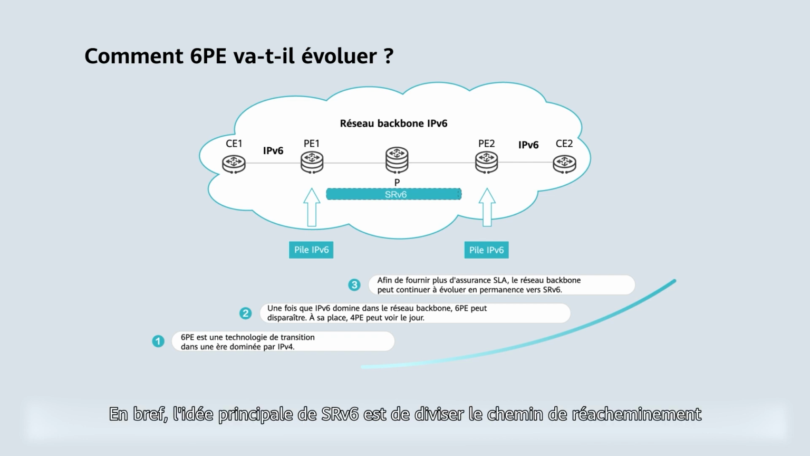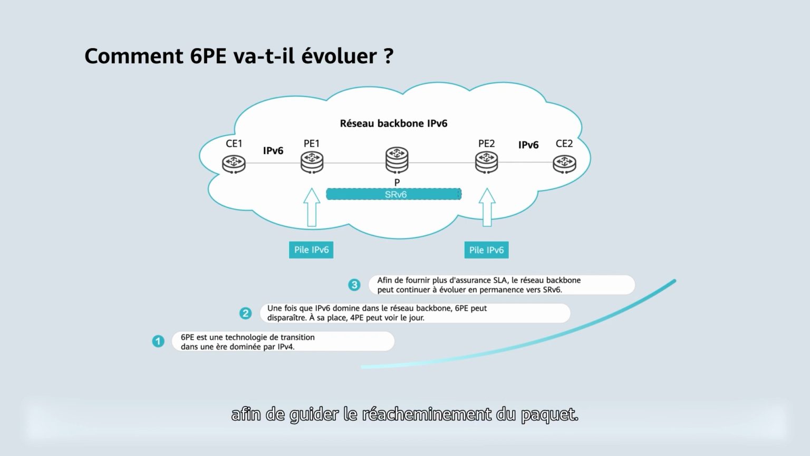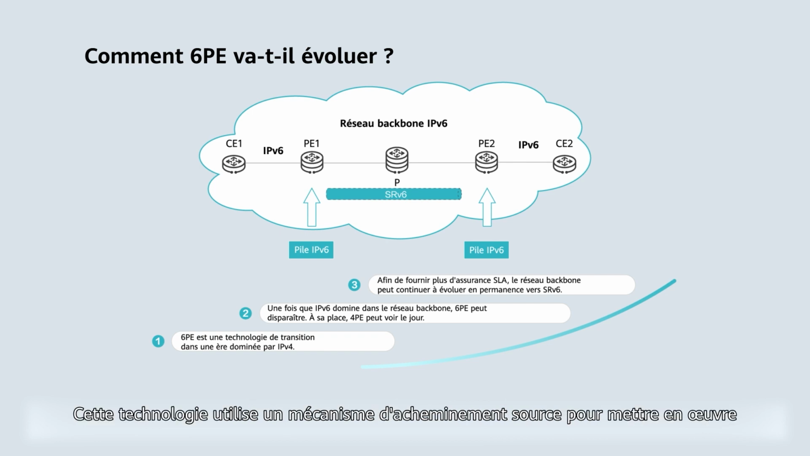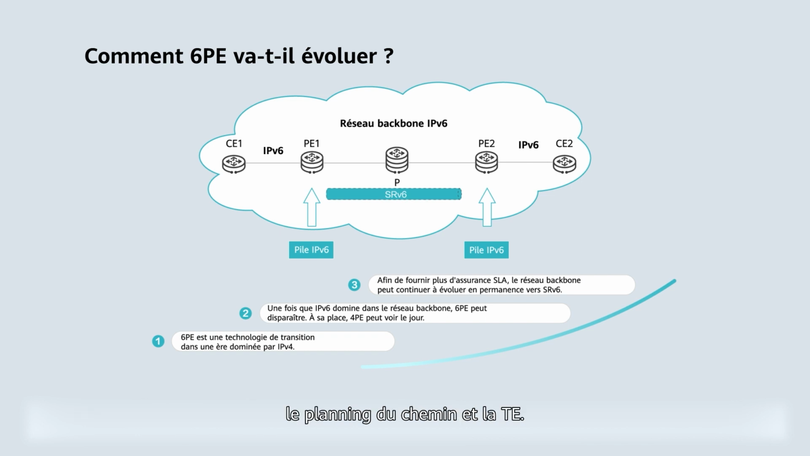Briefly, the core idea of SRv6 is to divide an IPv6 packet forwarding path into different segments and insert segment information into packets at the ingress of the path to guide packet forwarding. It uses a source routing mechanism to implement path planning and TE. SRv6 provides better network programmability and more flexible path planning, and it's the future of IP networks.